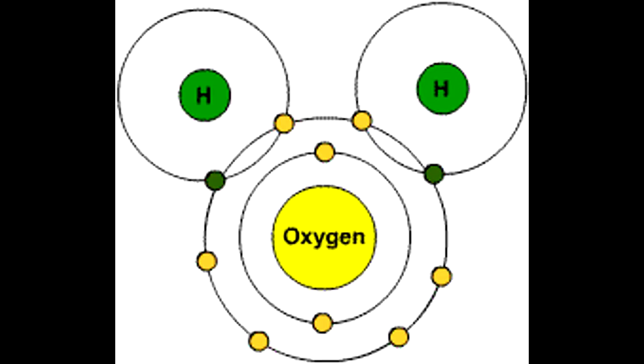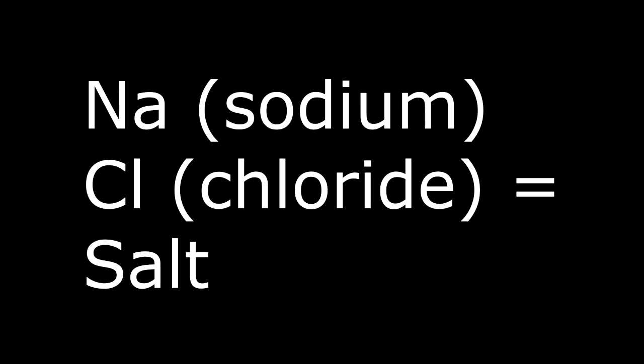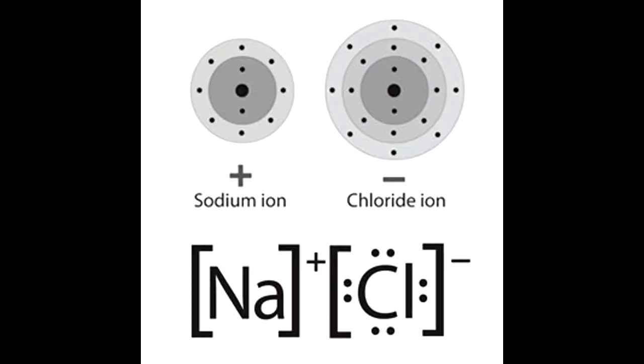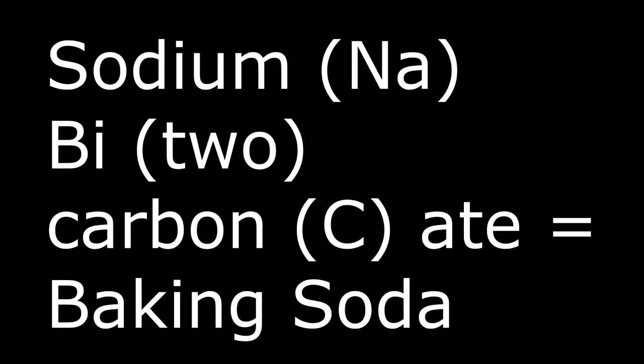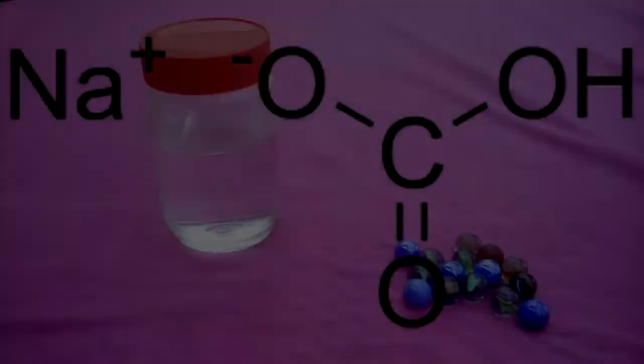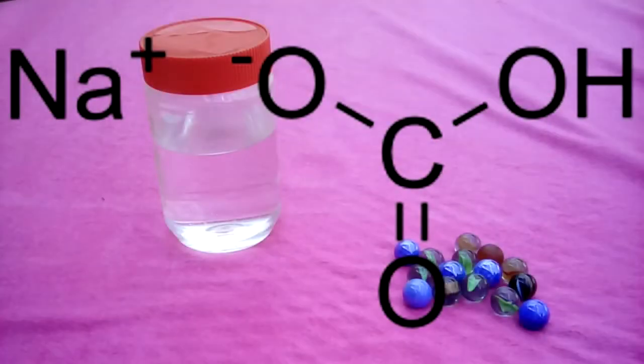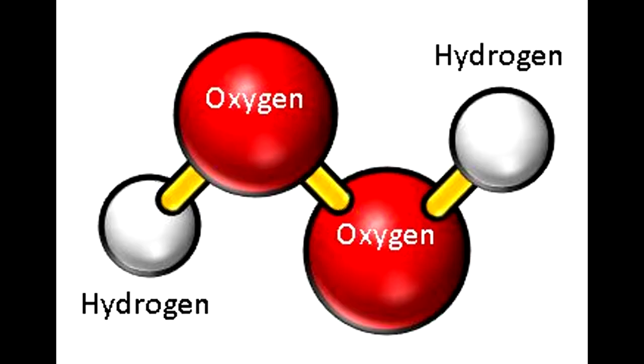The diagram for water looks like this. Salt looks like this. Baking soda, sodium bicarbonate, looks like this. Now look, can you see the sodium and the bi, which means 2 carbons? See, sodium bicarbonate. Next up, hydrogen peroxide. It looks like this. Can you see the hydrogen? Or the oxygen that makes up the oxide of peroxide?